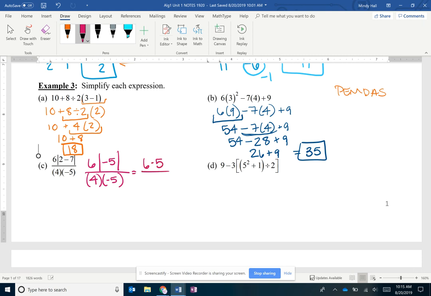So we have 6 times 5 over negative 20. And 6 times 5 is 30, which would become 3 over negative 2 if you simplify.